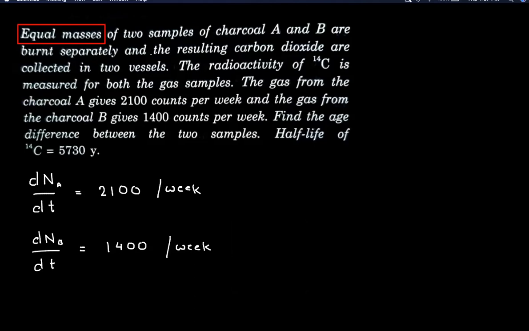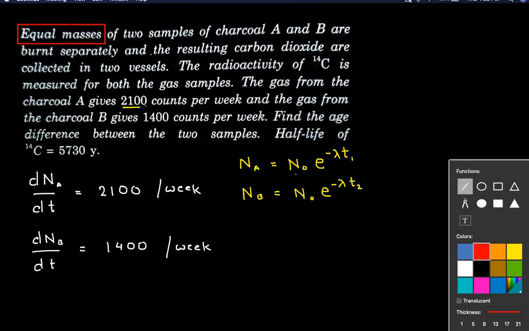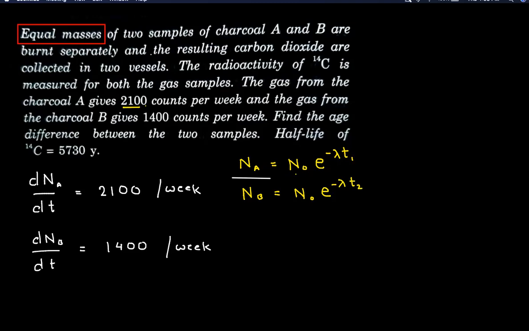Okay, I'll solve it now. There you go. The number of A will be equal to whatever was the initial number, N0 e to the power minus lambda into T1. After time T1, its activity is becoming this. After time T2, the same number of nuclei N0 will become NB, which will be equal to N0 e to the power minus lambda into T2. I don't know what N0 is, but I know that it is equal, so N0 will be the same. So I can just divide. When I divide, I get NA by NB is equal to e to the power lambda times (T2 minus T1). This I get.